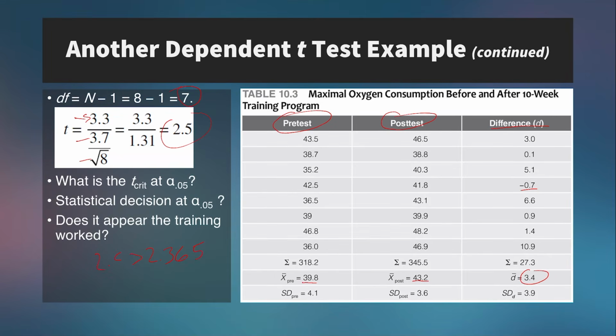2.365 is smaller than 2.5. So in this case, it does appear that the training worked. At the alpha level of 0.05, we can say that there is a statistically significant difference between the pre-test values and the post-test values after 10 weeks of training.